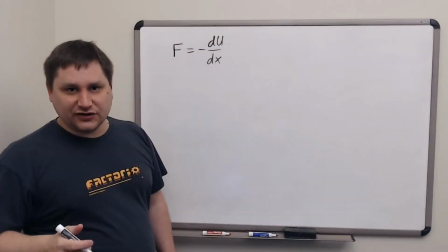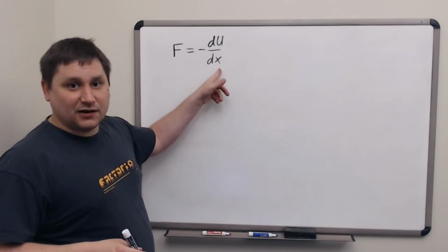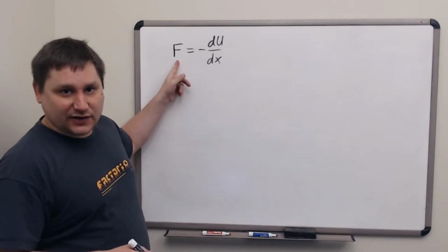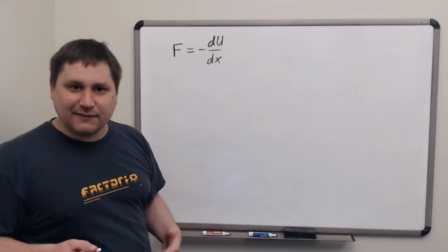We have a relationship between the derivative of the potential energy function with respect to some coordinate component and the force experienced by an object at that location. Let's apply this to some cases where we know the answer, see if it makes sense.